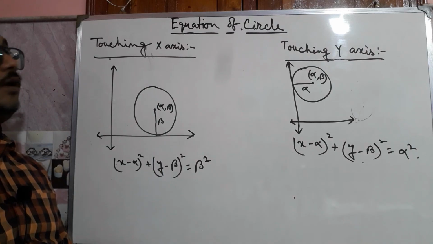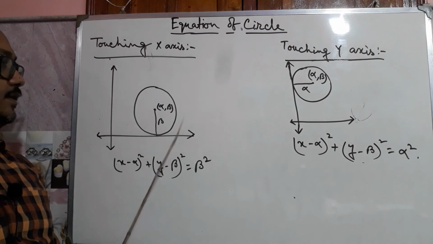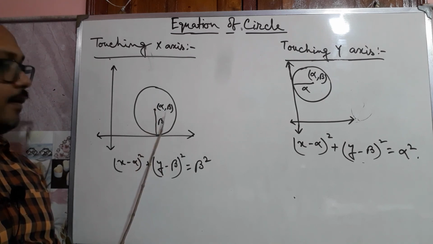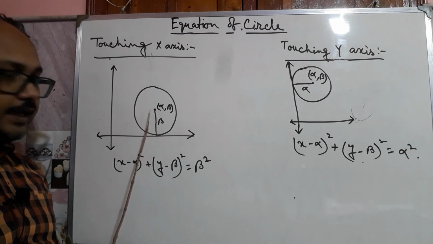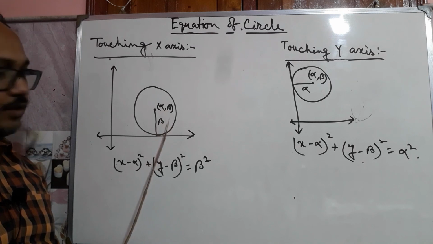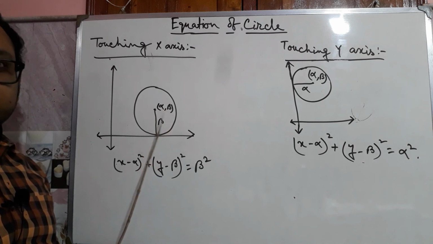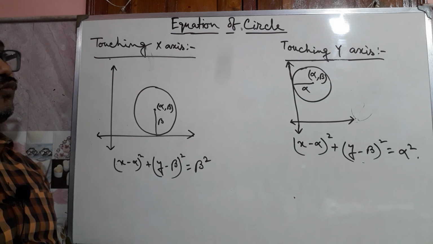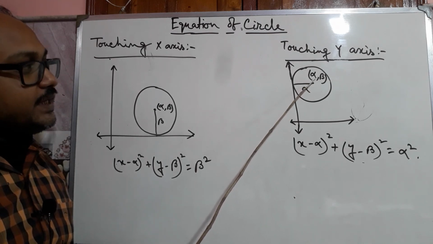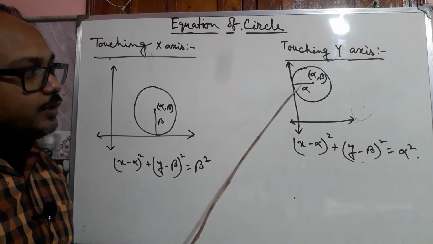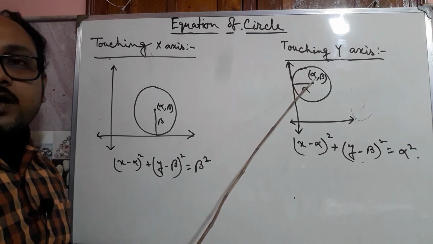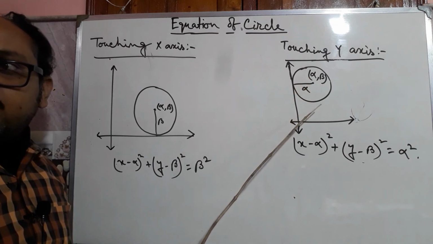For a circle touching the x axis, if the coordinate of the center is (alpha, beta), then beta is the radius, and the equation will be (x minus alpha) whole square plus (y minus beta) whole square equal to the radius square, that is beta square. And if it touches the y axis, and the coordinate of the center is (alpha, beta), then the radius will be alpha. Then the equation of the circle will be (x minus alpha) whole square plus (y minus beta) whole square equal to alpha square.